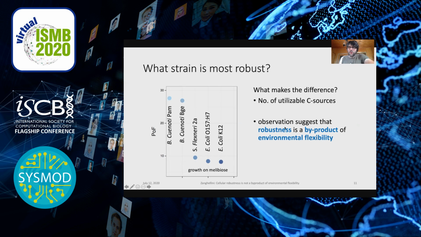So this observation suggests that robustness is a byproduct of the environmental flexibility, and this is one of the classical theories that is around that tries to explain the evolutionary origin of robustness. So can we actually test this?